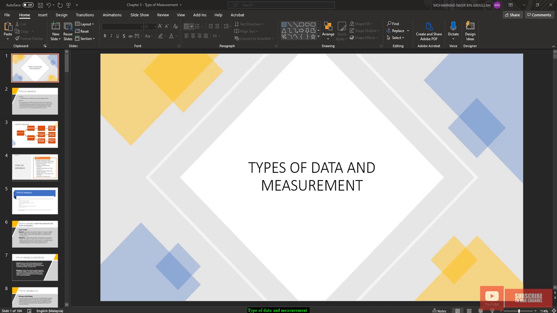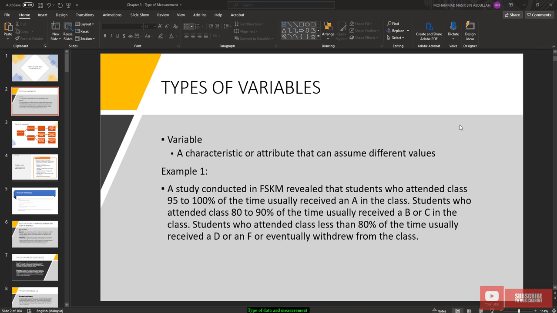So today we're going to continue our syllabus on research methodology, which is type of data and measurement. But before we go to the type of data and the scale of measurement, now we look at the variables, right? Variables, what is the meaning of variables? Variables means the characteristic or attribute that can assume different values. It means that something that you like to measure.